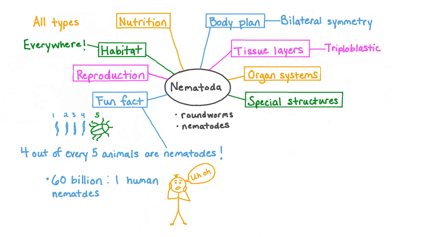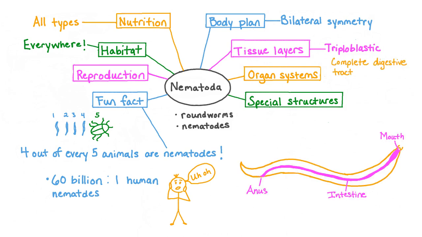As you might expect from their abundance and diversity of habitats, nematodes can obtain nutrition in a wide variety of ways. They can be carnivores, herbivores, parasites, scavengers, or decomposers. Unlike flatworms, nematodes have a complete digestive tract, with separate openings for a mouth and anus connected by an intestine. They have a simple central nervous system, with ganglia in the head region connected to nerve cords.